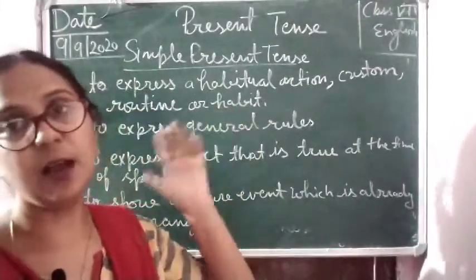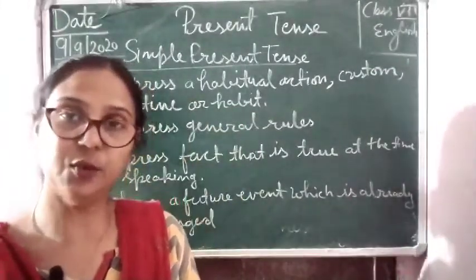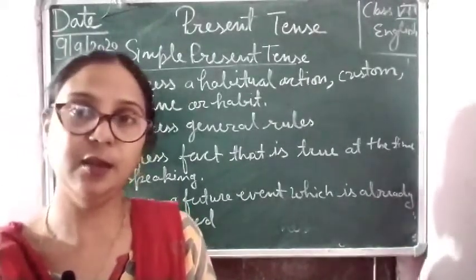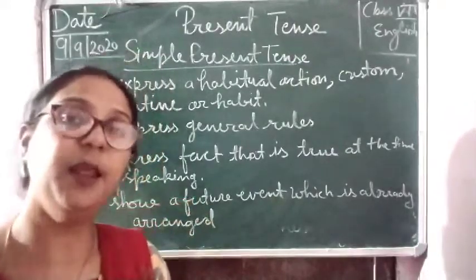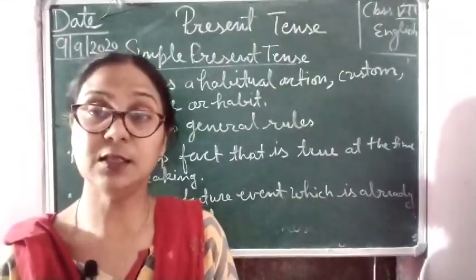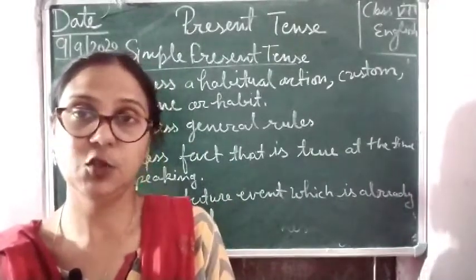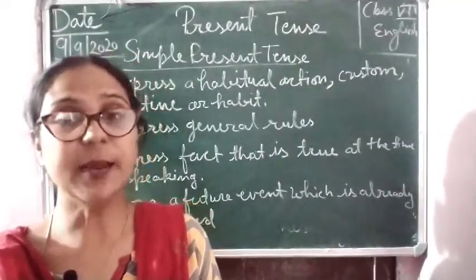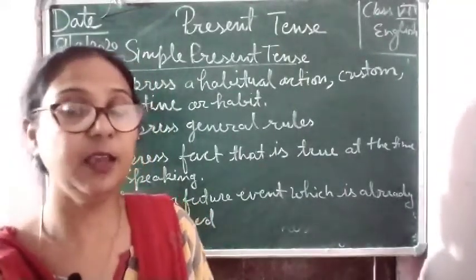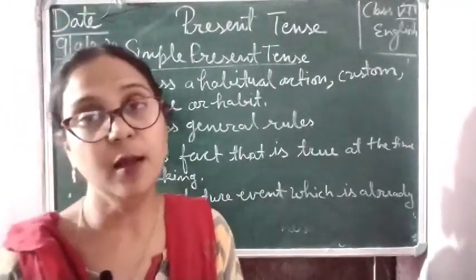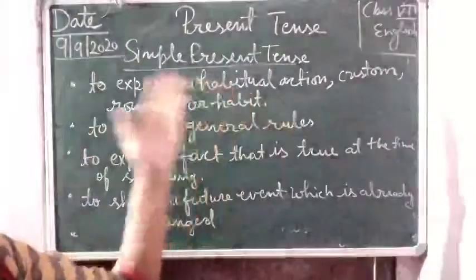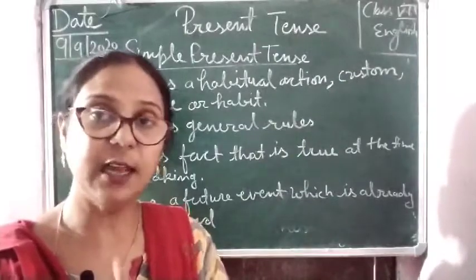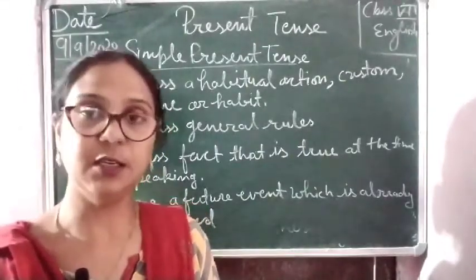Whenever these things come in our sentences, we are supposed to use simple present tense. Suppose he walks regularly in the playground. It means it's his habit to walk regularly. In these types of sentences, whenever we have to show the habit of a person, or a custom or routine, at that time we are supposed to use simple present tense.